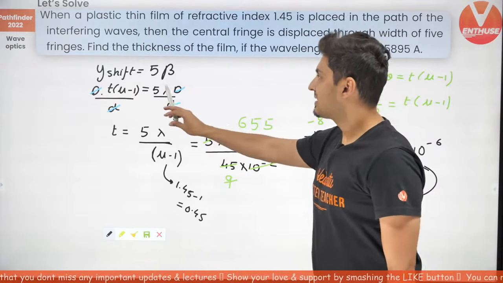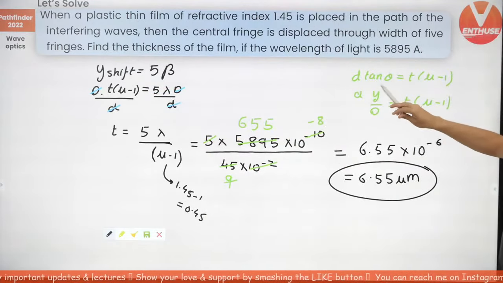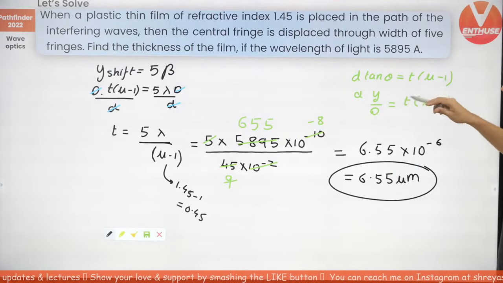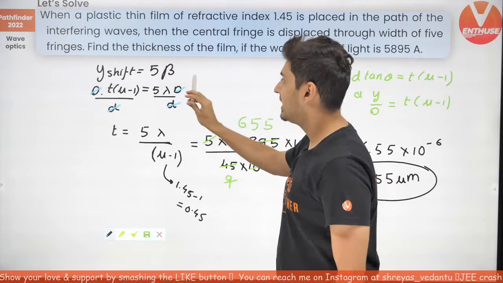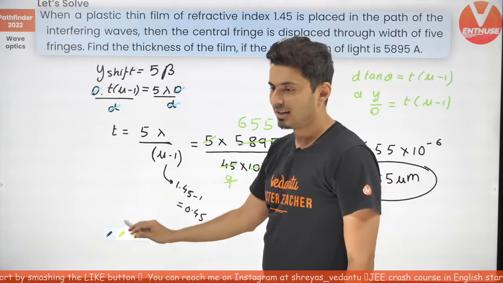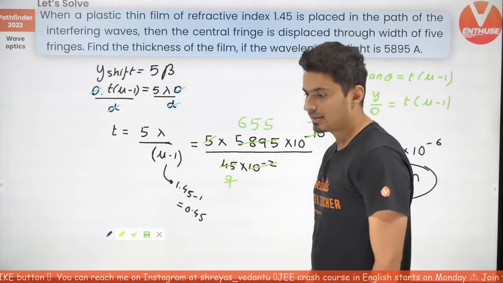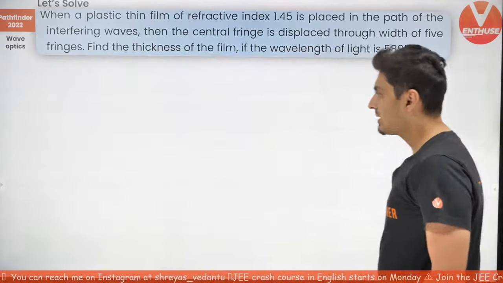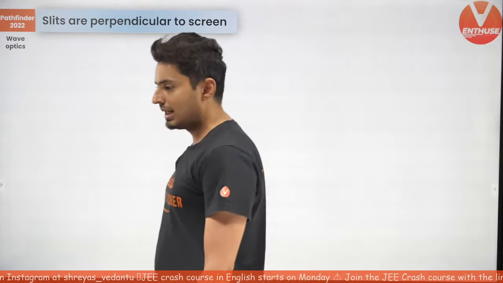How to solve this? It was just about remembering how to get that shift formula, d tan theta is t into mu minus 1. From this you get the shift, and it is clearly mentioned it is 5 times the fringe width. Fringe width is lambda D by d. Just substitute it and you'll get the answer. Rest all are just calculations, as simple as that. Okay, shall we proceed, my warriors? Okay, let's go to the last thing.